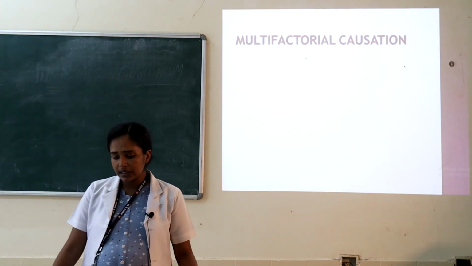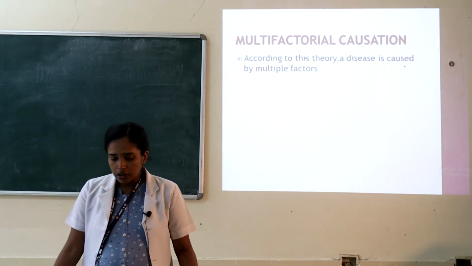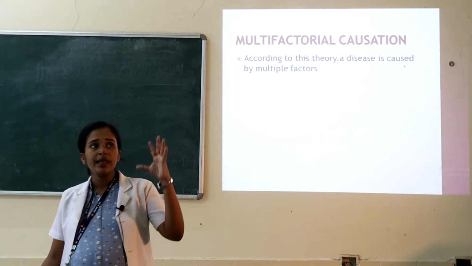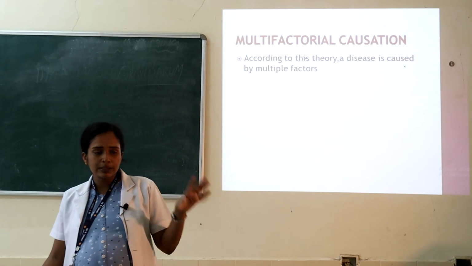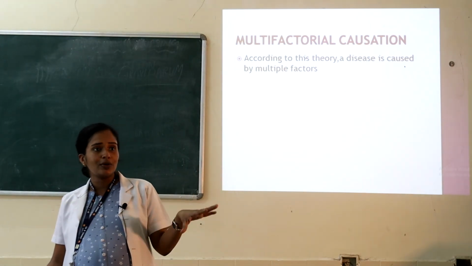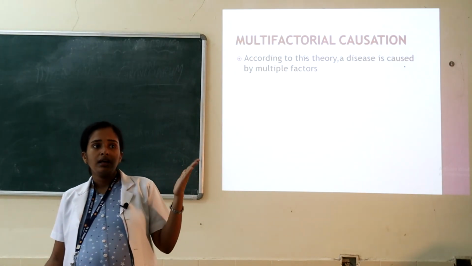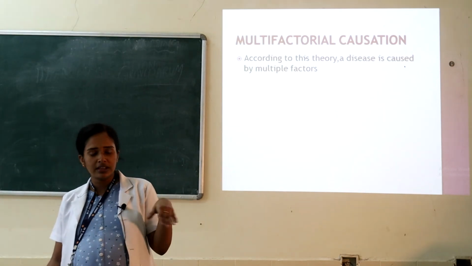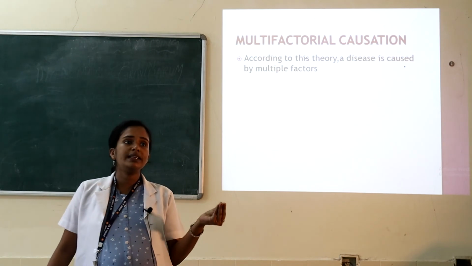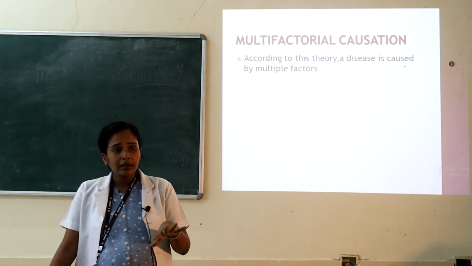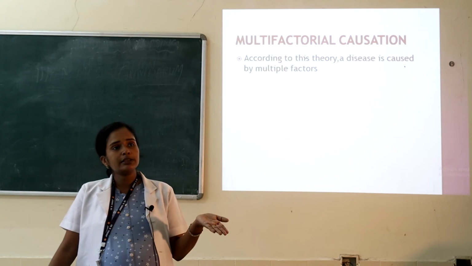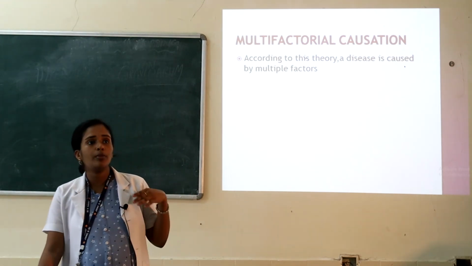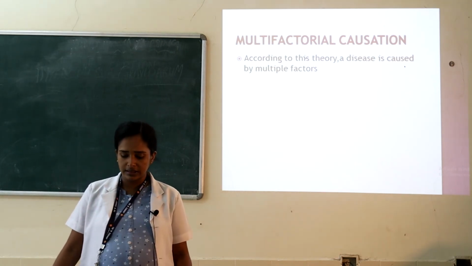The next one is multifactorial causation. According to this theory, disease is caused by multiple factors. The epidemiological triad explains that a disease is caused by only three factors, that is agent, host and environment, and there needs to be a close association of these three factors. Then only there will be a disease process. But multifactorial causation explains that there will be multiple reasons or multiple factors for a particular disease.